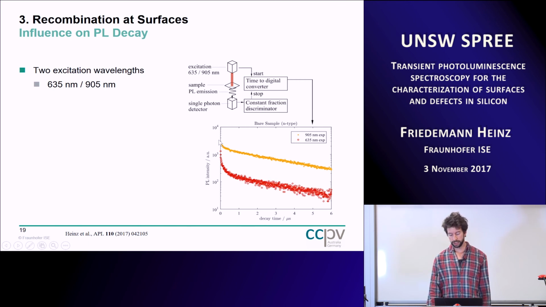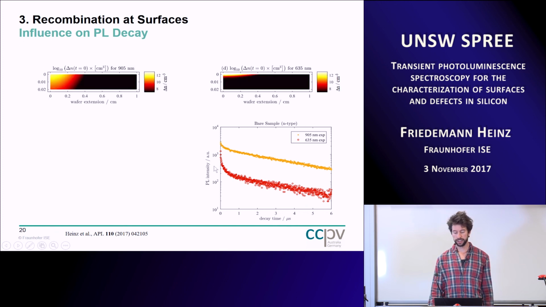And here you can see, for example, with infrared excitation, we have a fast initial decay, and then the exponential decay for longer decay times of several microseconds. If we excite closer to the surface, we have a stronger initial decay. Well, this I think is quite clear. If we excite with a shorter wavelength, we excite the carriers closer to the surface, and then more carriers recombine near the surface, of course.